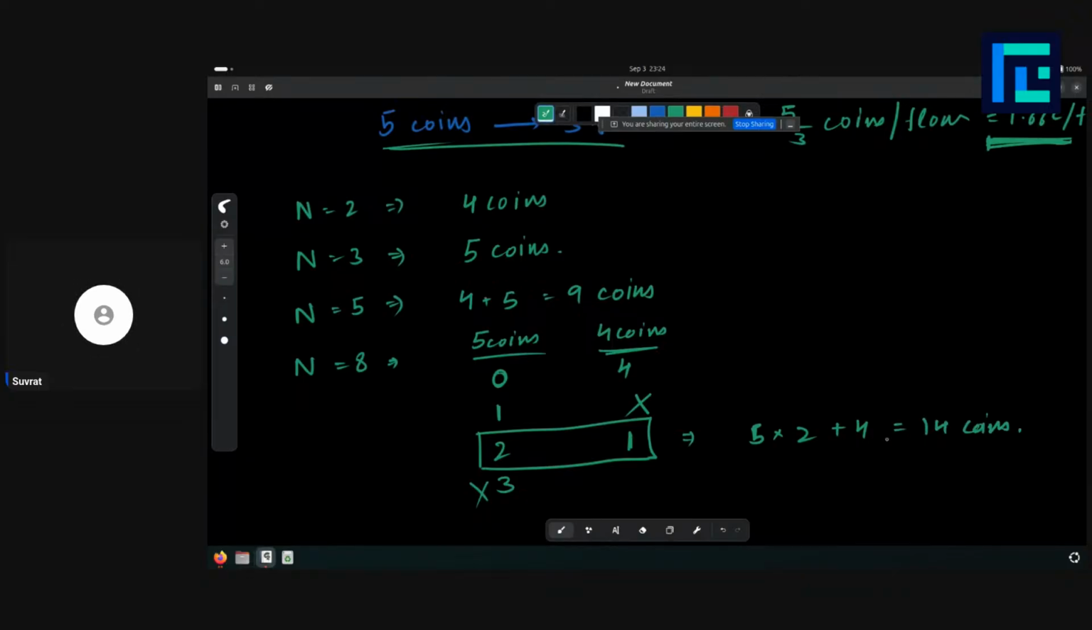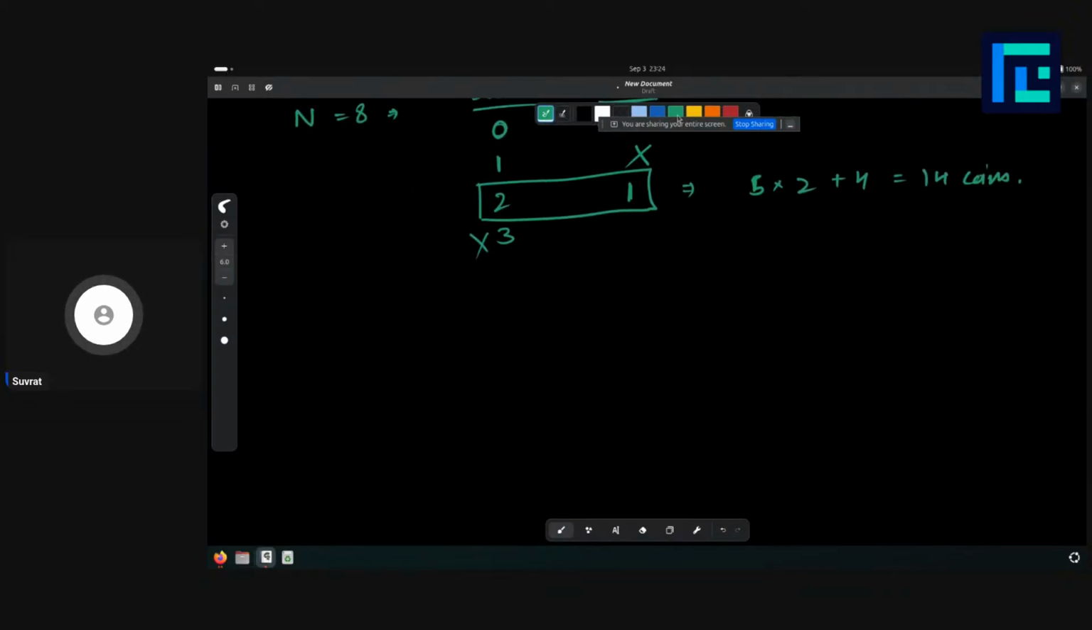So the key observation in this problem was to maximize the number of 5 coin 3 flower transactions.